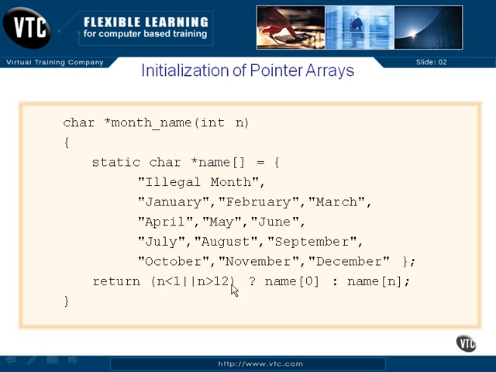If this is not true, that means that n is in fact between 1 and 12 inclusive, so we will return name sub n, which will be 1, 2, 3, 4, 5, 6, and so on down through 12. And this function works the way we expect it to. But I want you to see how you initialize a pointer array, and even though it appears to be a two-dimensional array, it is in fact only a single-dimensional array of pointers.